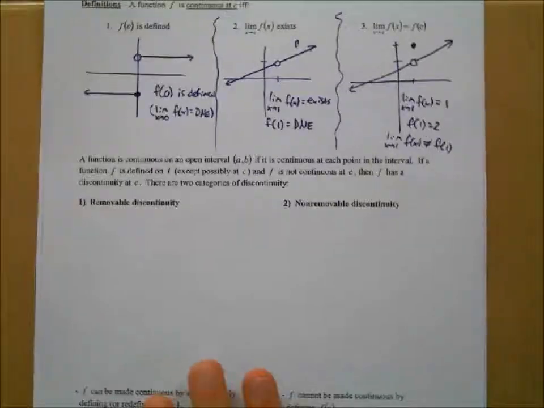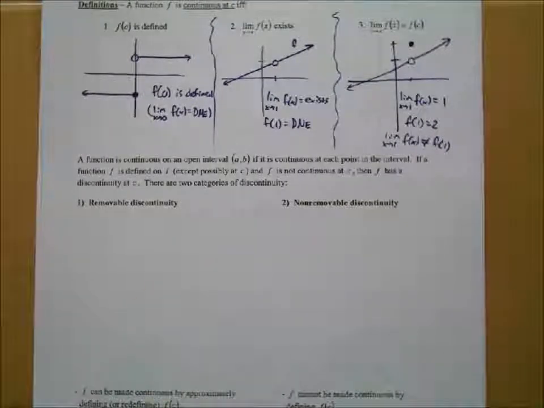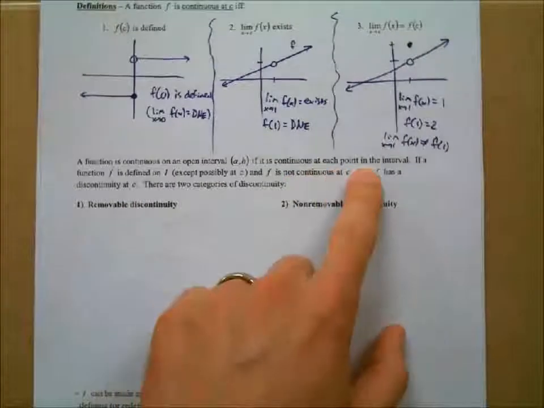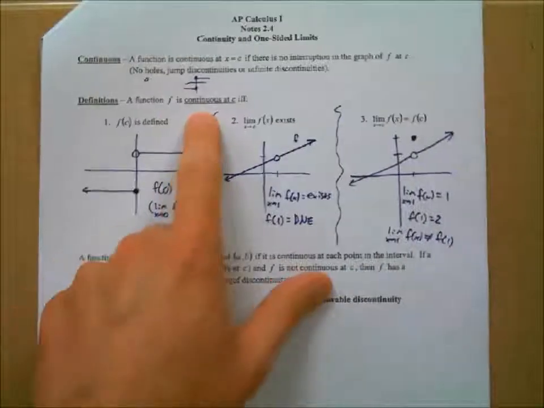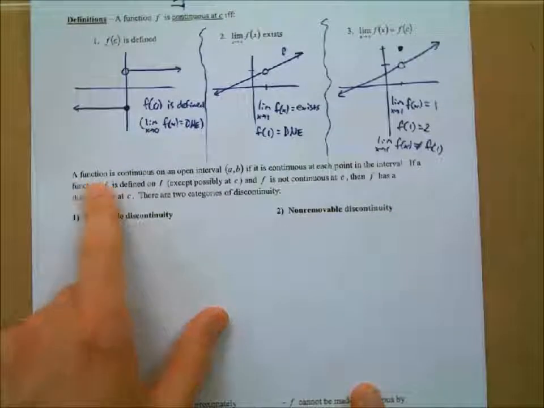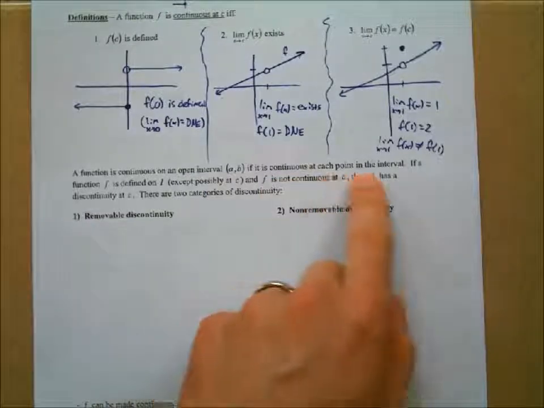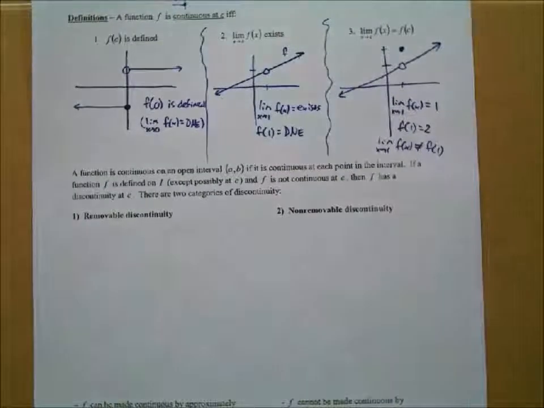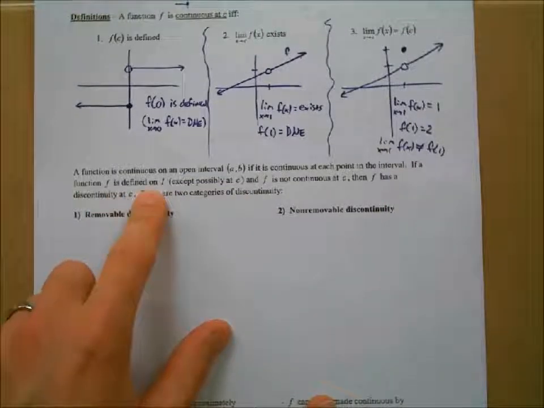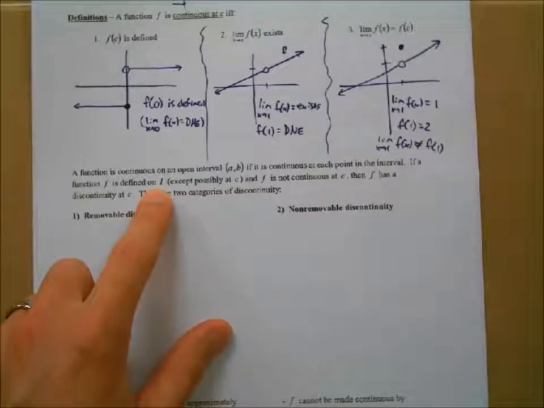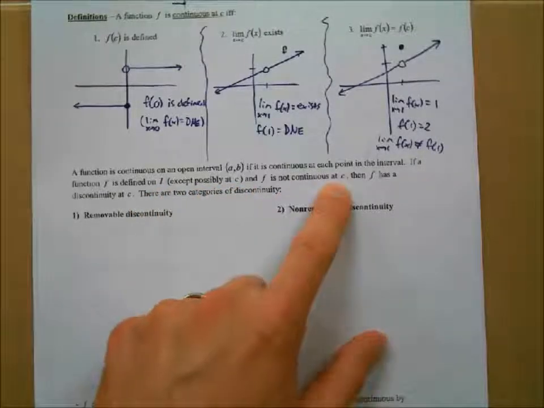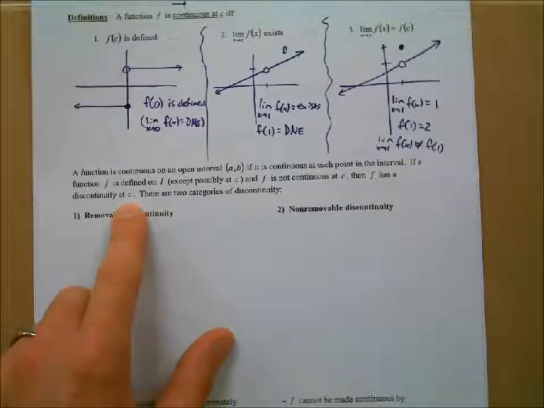All right. A function is continuous on an open interval (a, b). Okay? Again, open because we're not including the endpoints there. If it is continuous at each point in the interval. So, right, we were just talking about continuity at a point. Whoa, that'd be a lot of points to go through. But we can say a function is continuous on an open interval if it's continuous at each point in the interval. Now, obviously, we're not going to check every point there, but anyway, if a function f is defined on I, this is again talking about an interval here, except possibly at c, and f is not continuous at c, then f has a discontinuity at c.